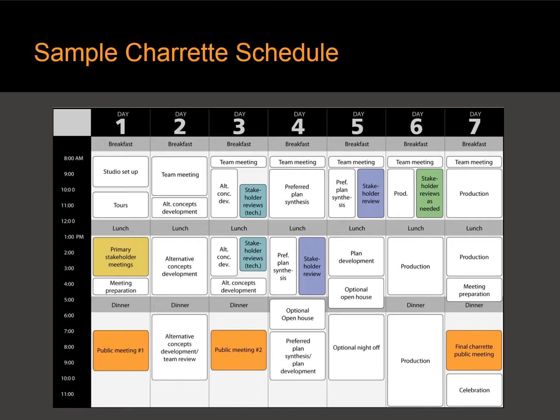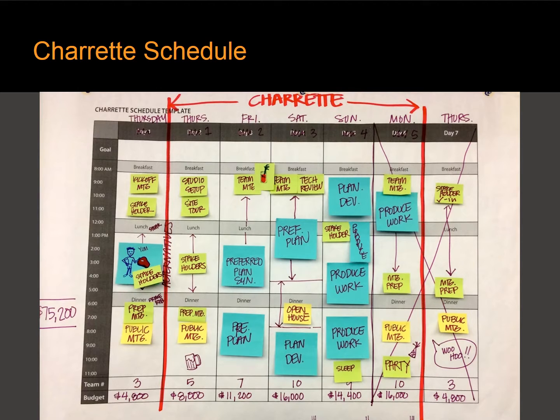Now it's time to create your charrette schedule for the case study. Here we see again the 7-day prototypical charrette schedule with the meetings in color. Here we see a charrette schedule created by a team in an NCI course. It's made up of post-it notes of different colors. This particular schedule, the team created a 5-day charrette preceded by a 1-day.